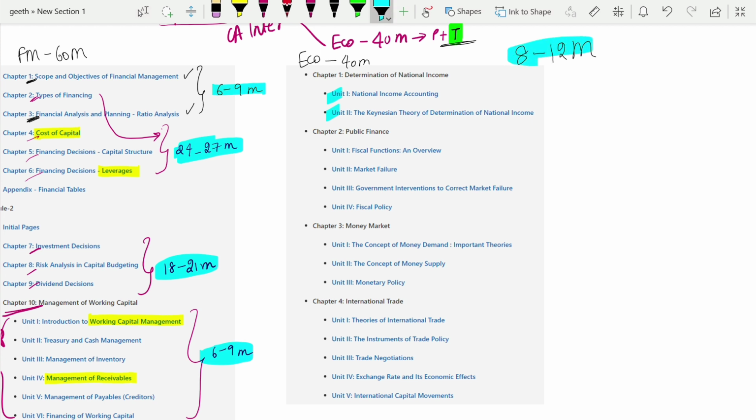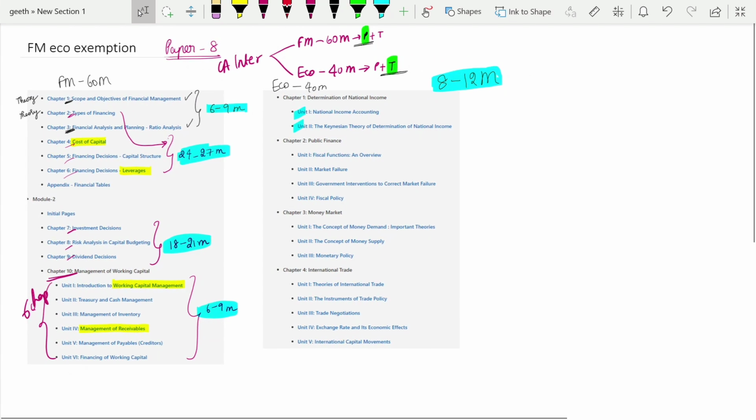Each chapter will come for 8 to 12 marks in the exam. That is, chapter number 1 will come for 8 to 12 marks, chapter number 2 will also come for 8 to 12 marks, and 3 and 4 the same. All will come for 8 to 12 marks each. So this was the paper weightage.